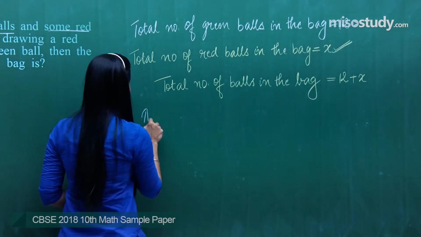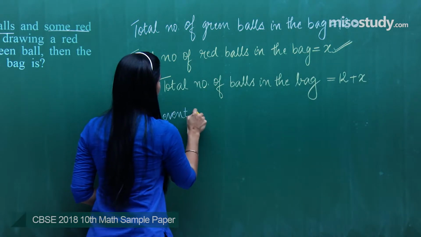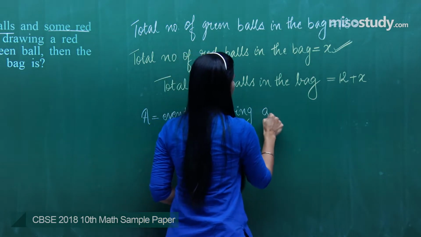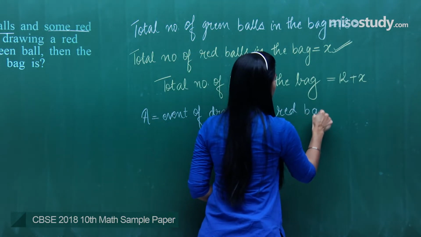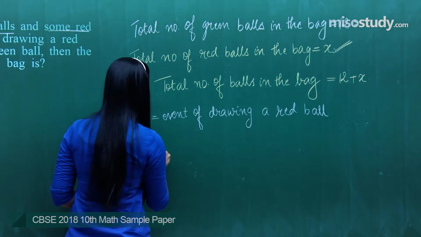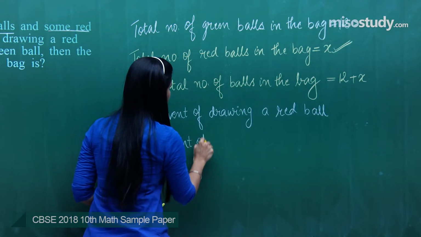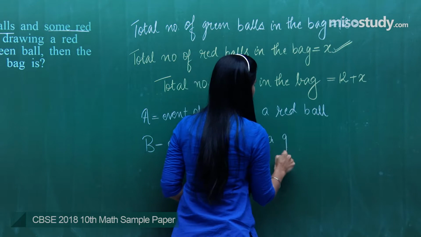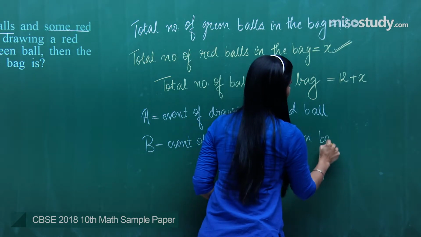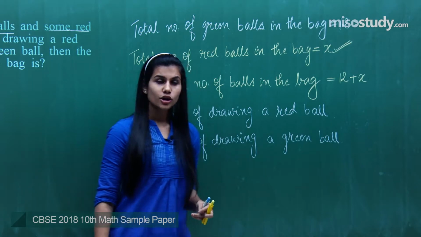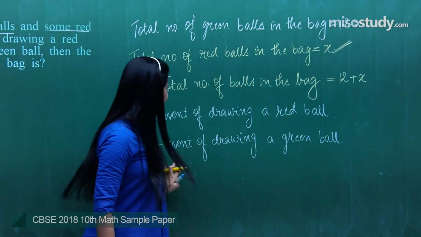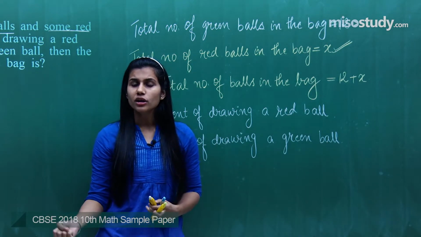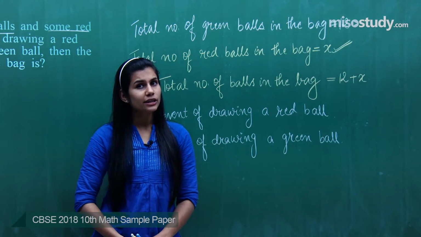Suppose I say that A is the event of drawing a red ball. And I say B is the event of drawing a green ball. Okay? So A is the event of drawing a red ball, B is the event of drawing a green ball. Because when you are putting your hand in the bag, either you are going to draw a red ball or you are going to draw a green ball, either of the two.